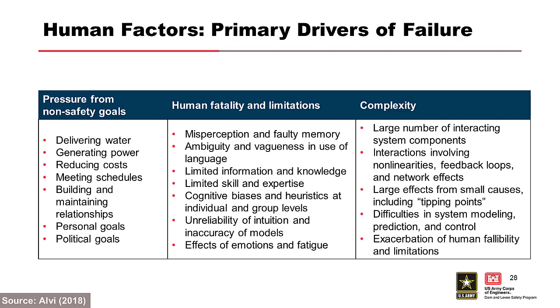The human factors which contribute to the potential for failure can generally be placed into three categories of primary drivers of failure. And those are shown on this slide. The first being pressure from non-safety goals that include pressure to deliver water, pressure to generate power, personal goals, etc. The second factor is human fallibility and limitations. That can include misperception and faulty memory, limited skill and expertise, and others. And the third being complexity of the structure. Large number of interacting system components, difficulty in system modeling, prediction, and control.